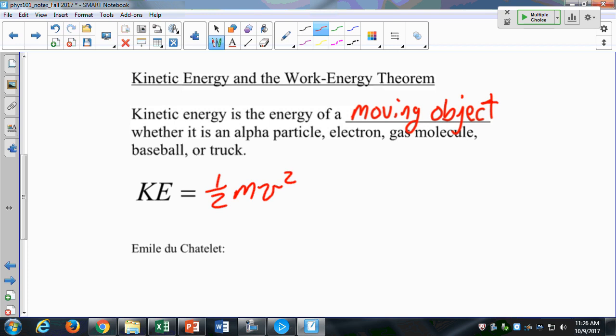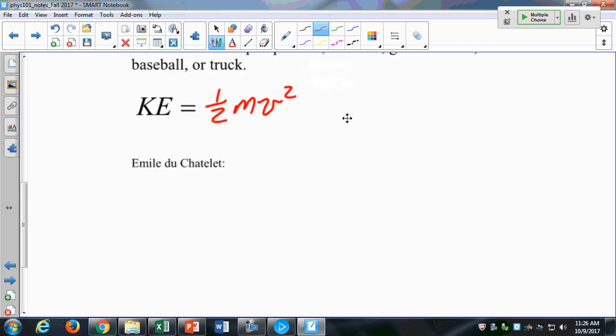There's a story about Emily de Châtelet. She was a 17th century scientist. No, 18th century scientist, I think. It was during the time of Voltaire. Was he 18th or 17th century Voltaire? Any history buffs? Yeah, anybody know? Well, I'm going to say 18th. We'll assume that's right. I'm pretty sure it's 18th. 18th century scientist.